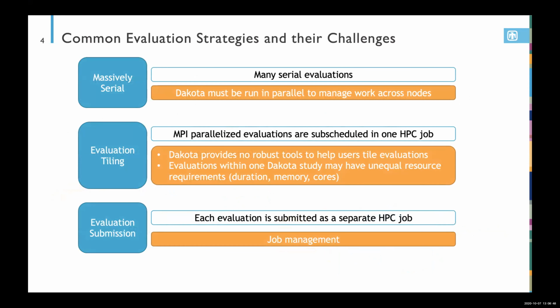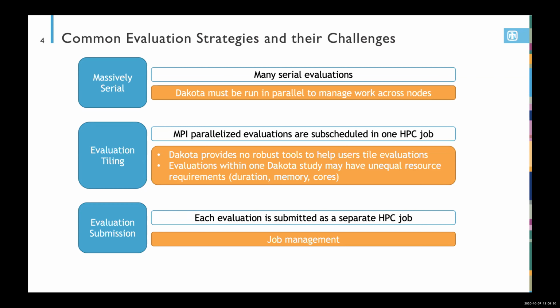And so there are three common evaluation strategies that people use on HPCs. I'm listing those here along with some of their challenges. The first we call massively serial, and this is a situation where the computational simulation is serial, and a subset of that might be where each evaluation is made up of a large number of concurrent serial simulation runs. One of the challenges there is that Dakota itself must be run in parallel to manage work across nodes, or the user has to come up with some way of managing all the concurrent serial simulations that go into doing one evaluation.